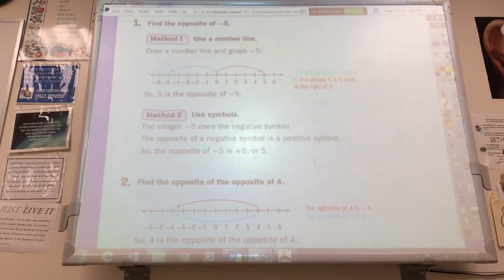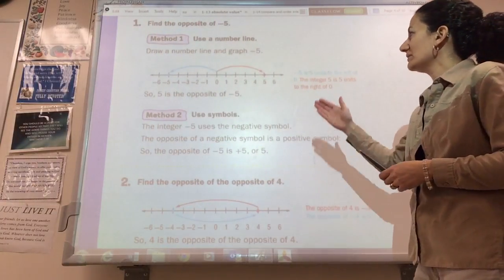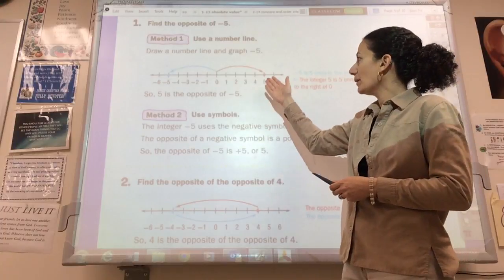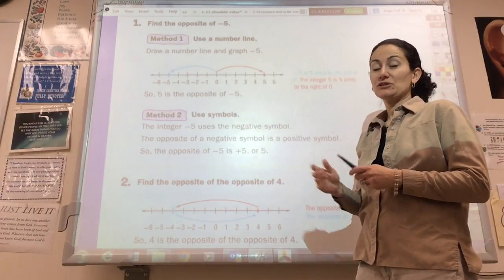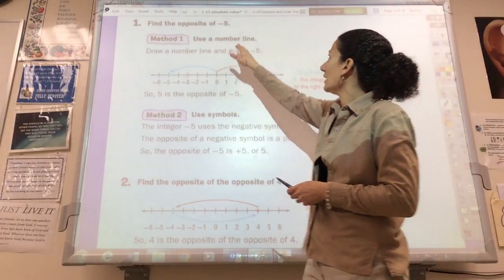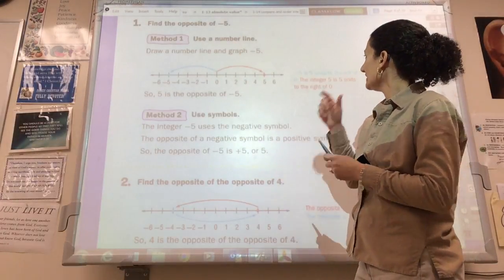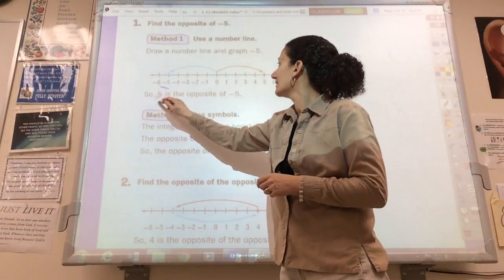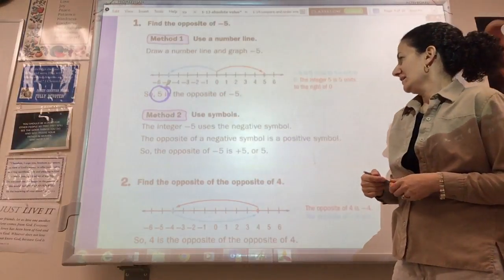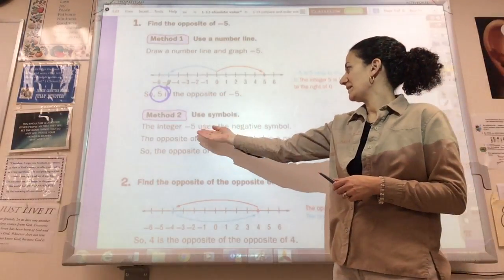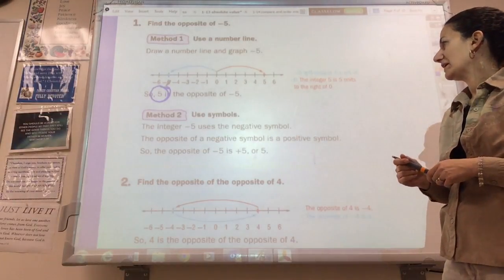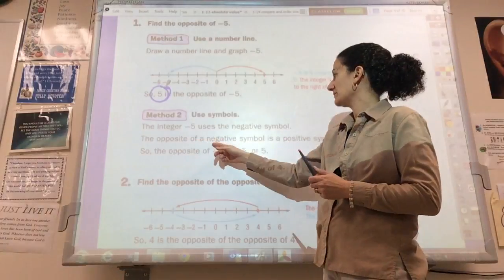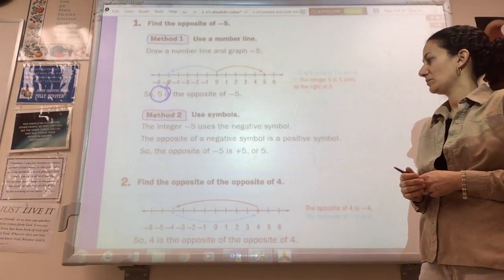So the opposite of negative 5. You can see on a number line that the opposite of a number is the same distance from 0. It's just going the other direction. So the opposite of negative 5 is 5. Here's another method to think of it. It uses a negative symbol. The opposite of a negative symbol is a positive symbol.